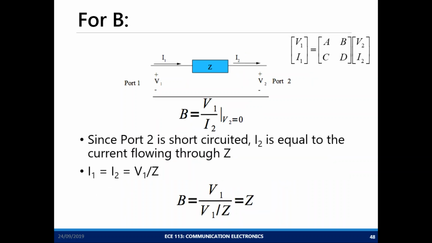Okay. Solve for B, it's V1 over I2. So we will then get the short circuit current here. So take the short circuit. The current here is just the voltage input divided by the impedance Z. So substitute that, and you'll get B equals Z right here.